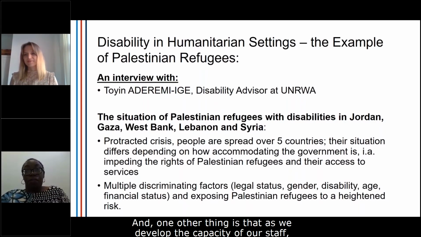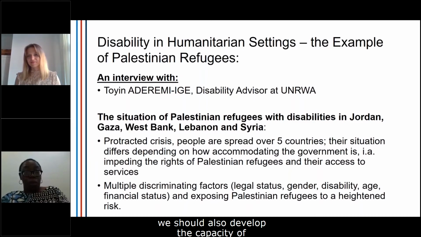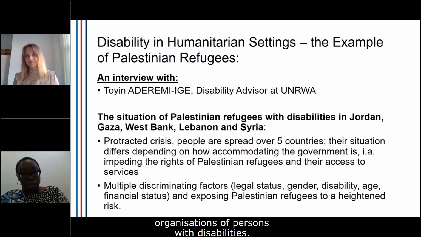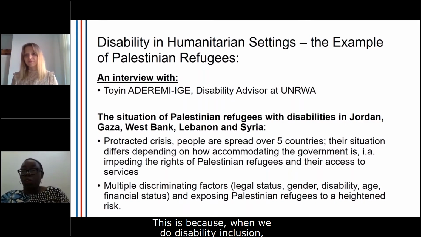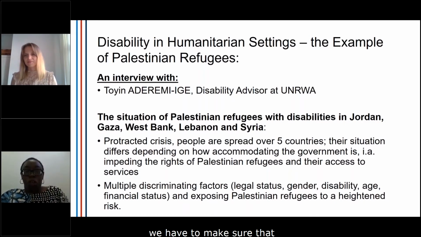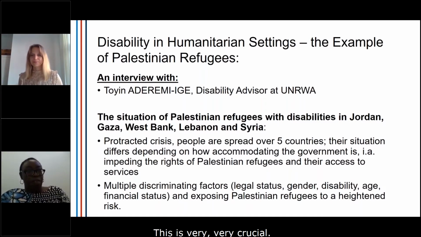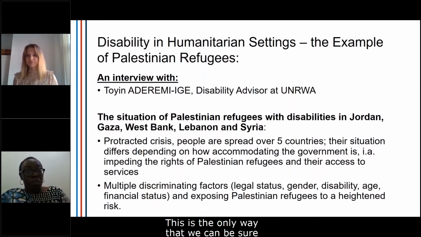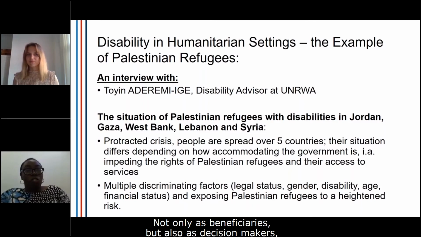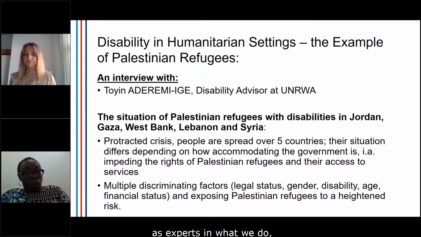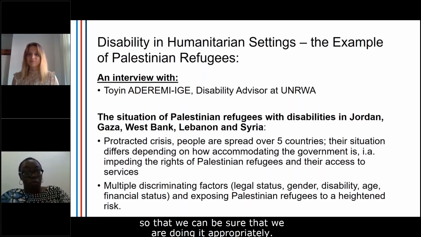And one other thing is that as we develop the capacity of our staff, we should also develop the capacity of organizations of persons with disabilities. This is because when we do disability inclusion, we have to make sure that there is meaningful participation of persons with disabilities. This is very, very crucial. This is the only way that we can be sure that our interventions are going to be effective. We don't include them in passive manners, not only as beneficiaries, but also as decision makers, as experts in what we do, so that we can be sure that we are doing it appropriately.